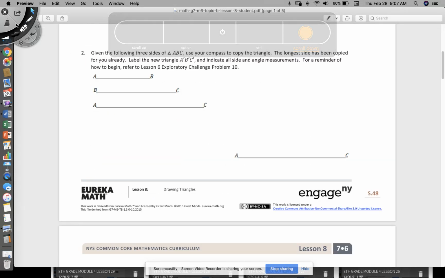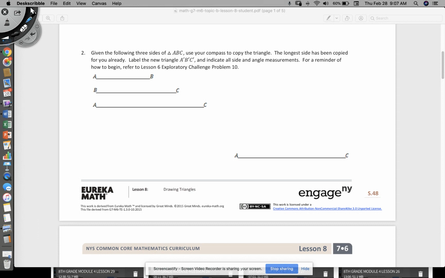Number 2, we have the following 3 side lengths, A, B, C, for triangle ABC. We're not going to use our compass. We're just going to use a ruler. I want you to measure each of these lines. The longest side has been copied for you already. So what you want to do is measure each of these with your ruler, or your protractor side that has the ruler, and then create a triangle with it.